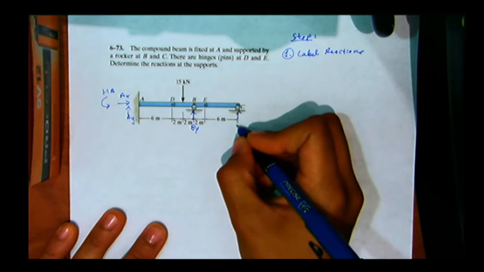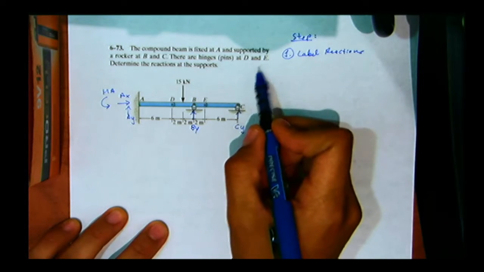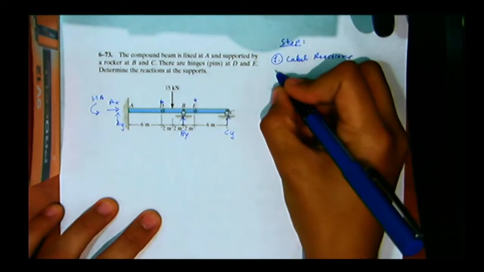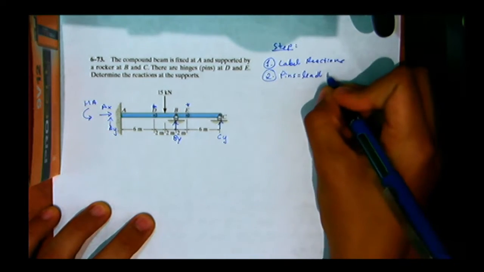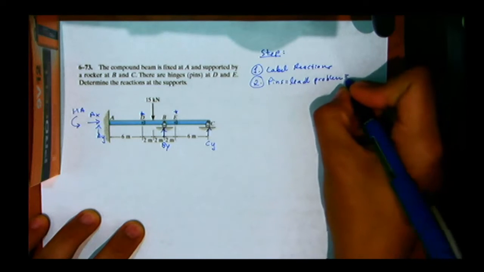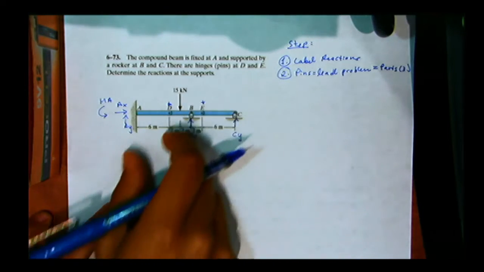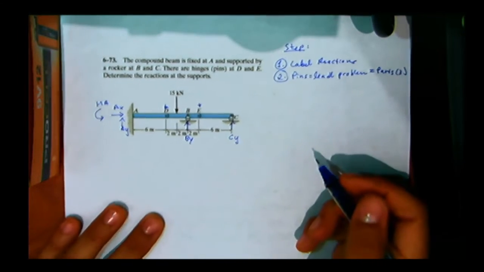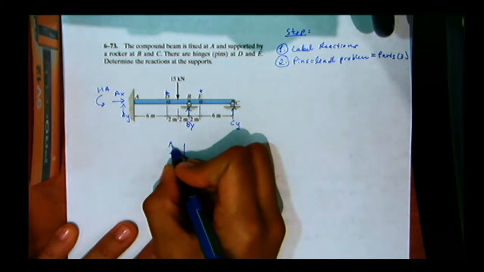It also says there are hinges, pins at D and E. So that's kind of special, right? Pins are going to lead the problem. These are just steps that I use to remind myself, and that could help you also on the exam. I know that there's going to be 3 parts because we're going to have to break this apart. 1, 2, and 3. Okay? So how about we start with that? Let's break it apart. And let's label them. 1, 2, and 3.